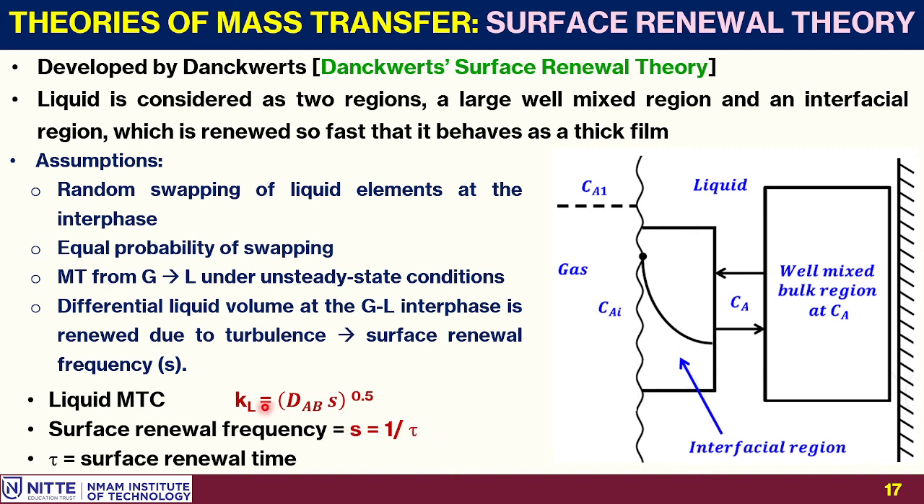So this renewal frequency is related to the mass transfer coefficient KL and diffusivity by the relation KL is equal to square root of DAB into surface renewal frequency S. So it is logarithmic, logarithmic average to be precise.